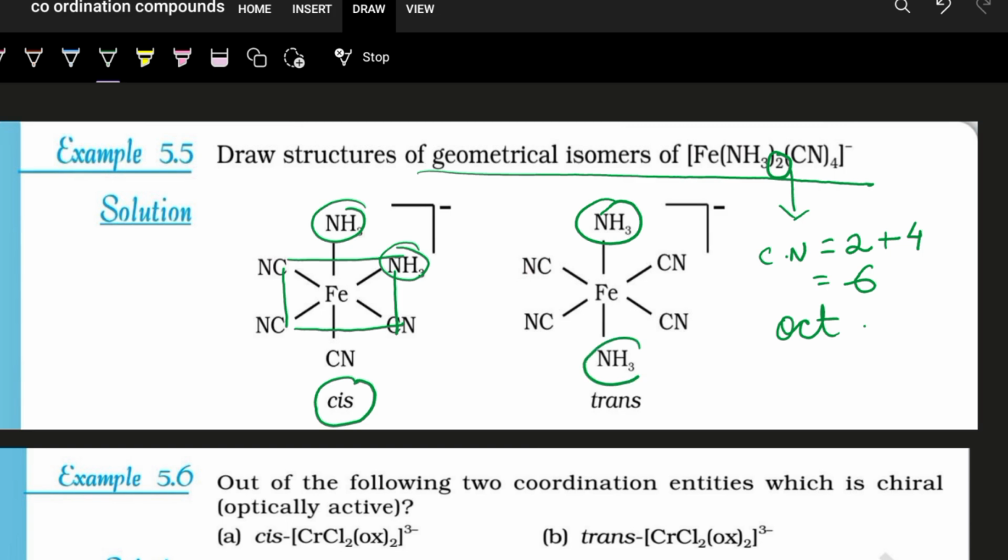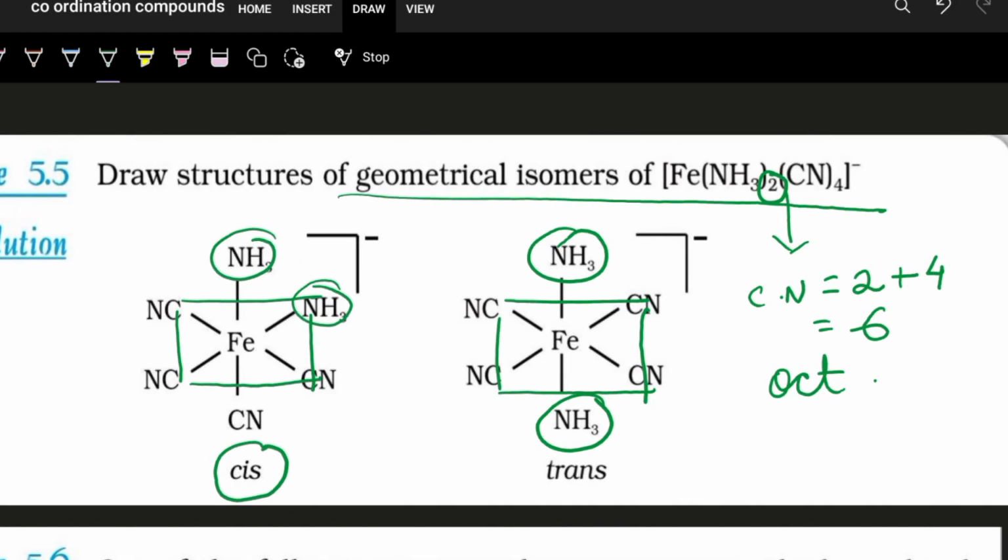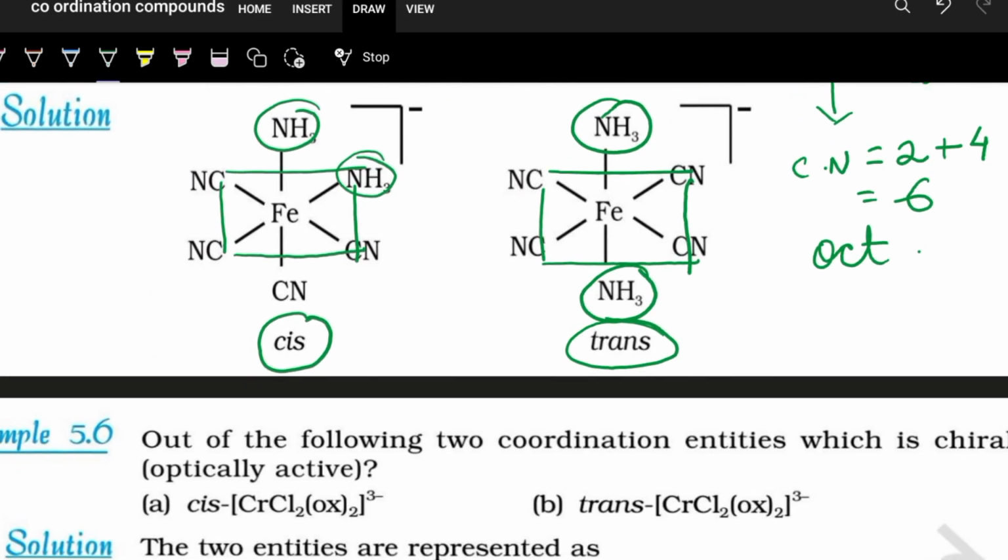NH3 is in anti position. So it is your trans isomer. So always try to locate the one which is 2 in number, less in number, in order to make a cis or a trans isomer.